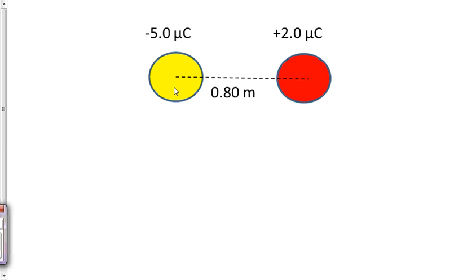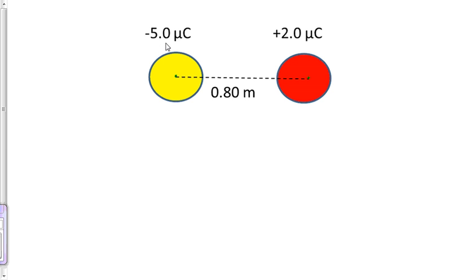There are 2 point charges located 0.8 meters away from each other. That means from the center of this one to the center of this one over here, there is 0.8 meters distance. Which of the 2 charges has excess electrons on it? We look and say, well, this one has a negative charge, this one has a positive charge.